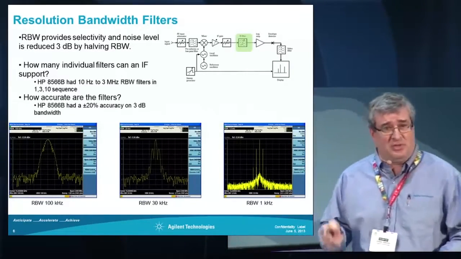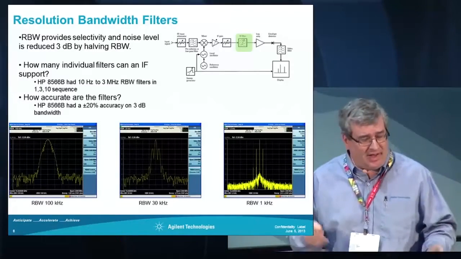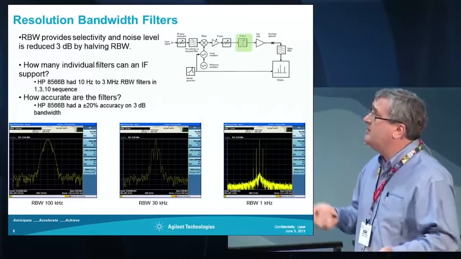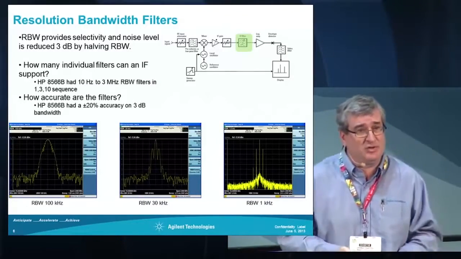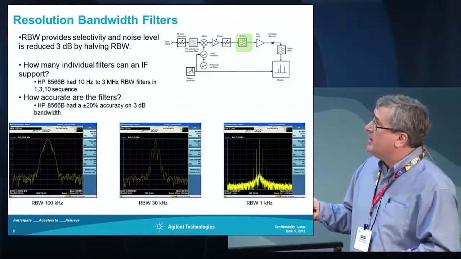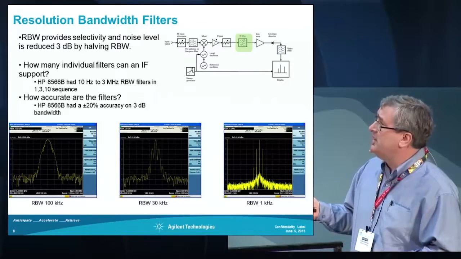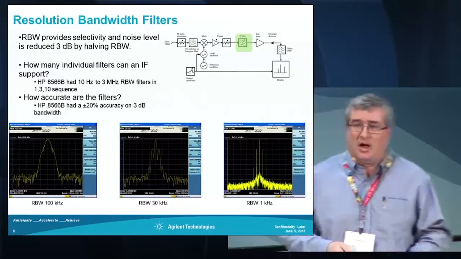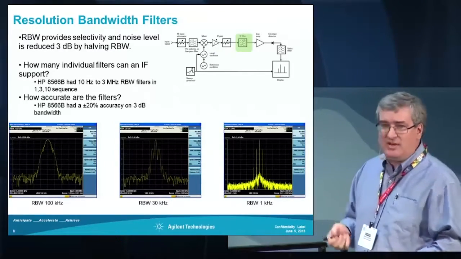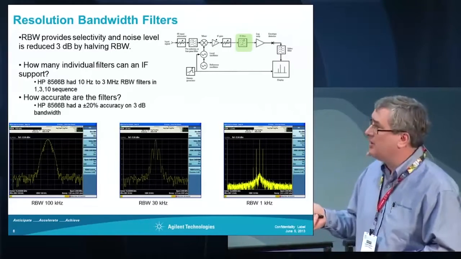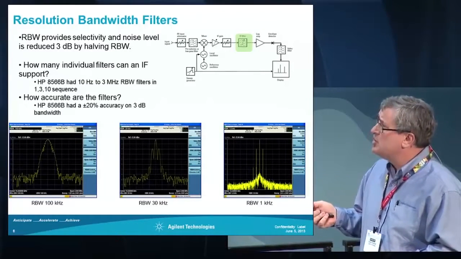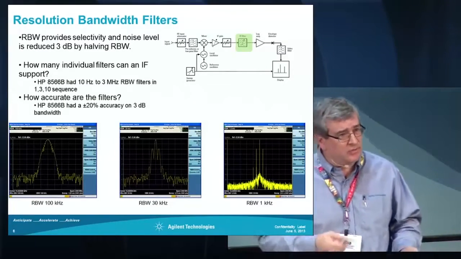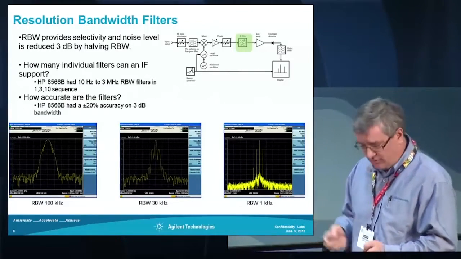The other issue is because these are all implemented in the analog domain, it takes board space to implement the various filters. And so how many filters you can actually cram in one box was another important parameter. The 8566B had 10 hertz to 3 megahertz resolution bandwidths in sequences of 1, 3, and 10. By today's standards, that's pretty limited, but at that time, that would have been very competitive. The other issue is the accuracy of these filters at the 3 dB points was good for its day, but for today's specs, that's not what we're looking for.